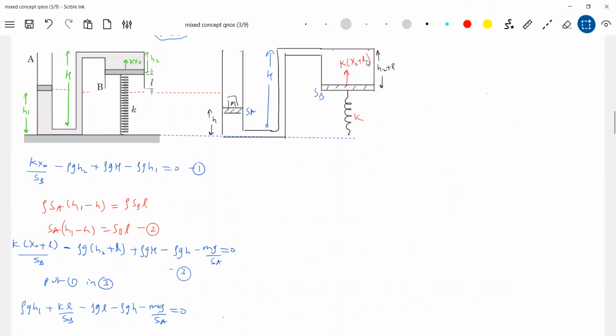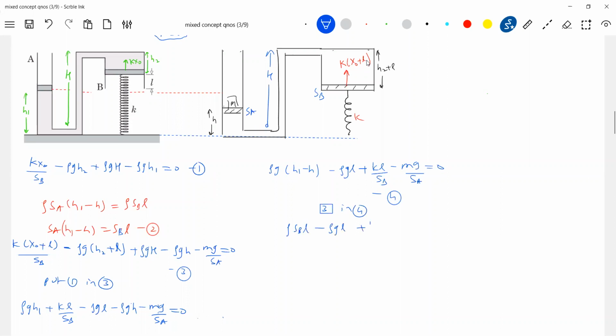Now come to this one. This will become rho G (H1 minus H) minus rho G L plus KL SB minus mg by SA equal to 0. Rho G (H1 minus H) you can write as SB into L. So substituting 3 in 4, there should be rho SB L rho G L plus KL SB. I think almost that's all.